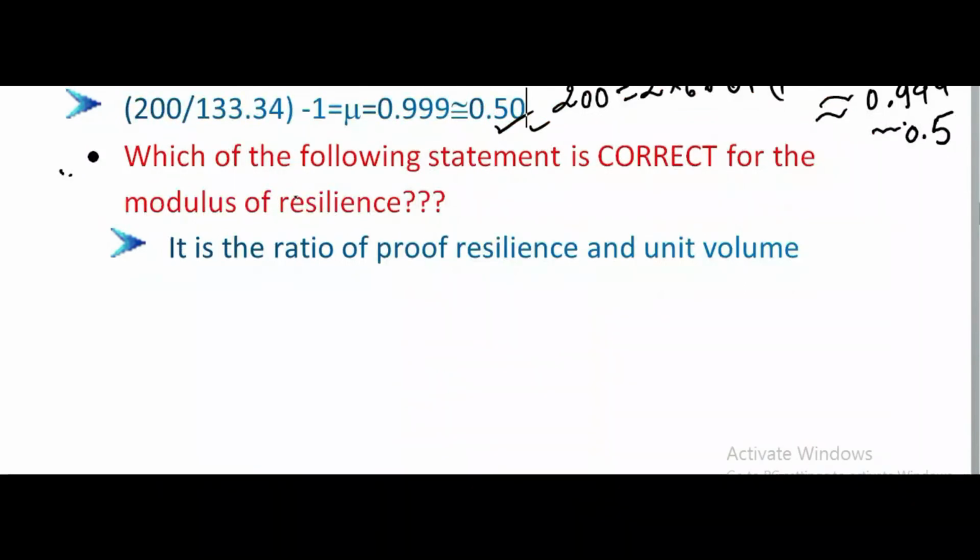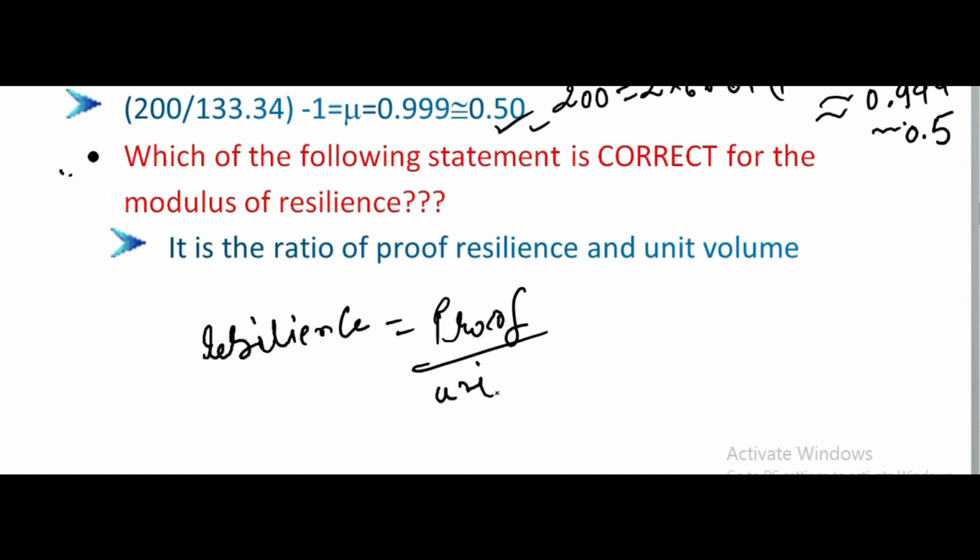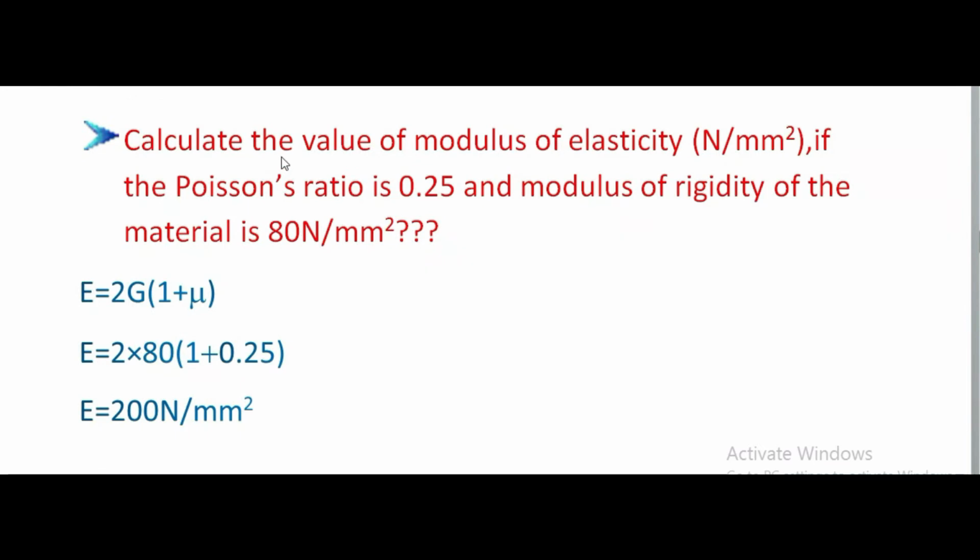Next question is, which of the following statements is correct for the modulus of resilience? So friends, what is resilience? Resilience is the ratio of proof resilience and unit volume. Simple. Okay.